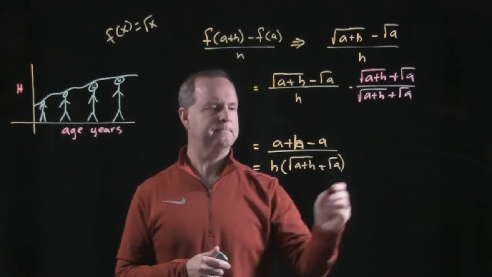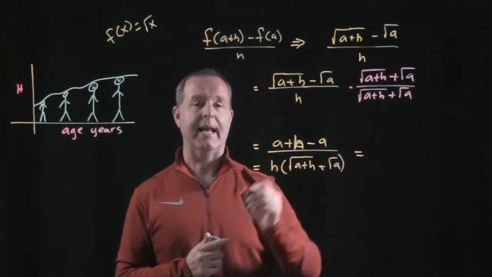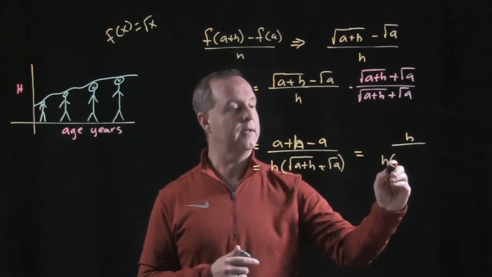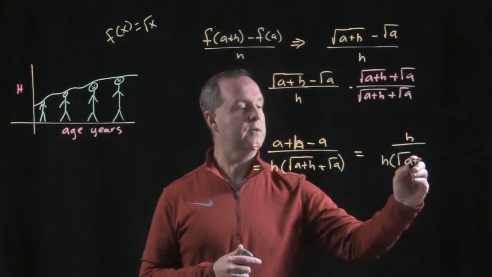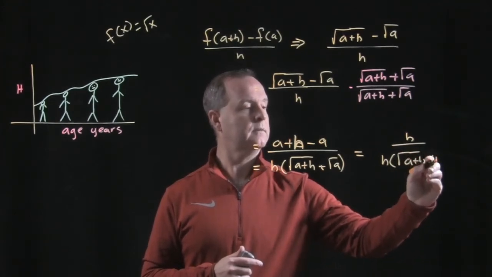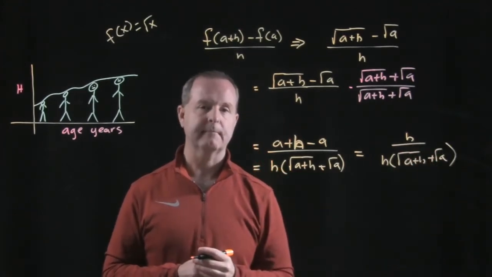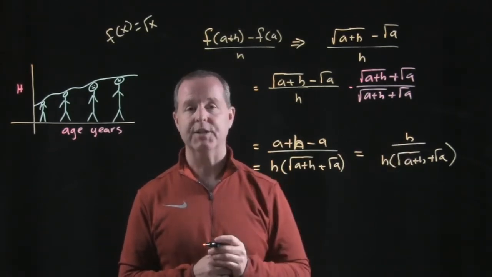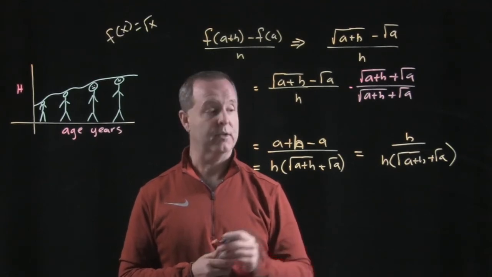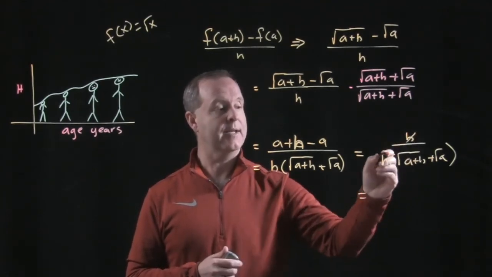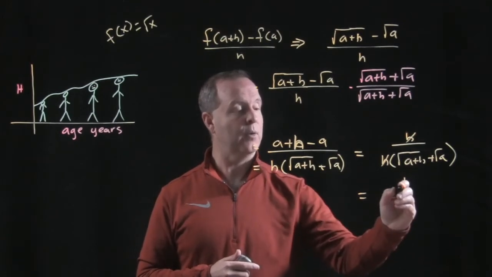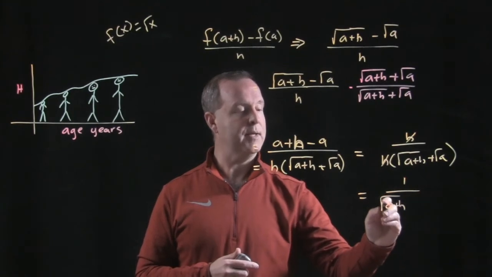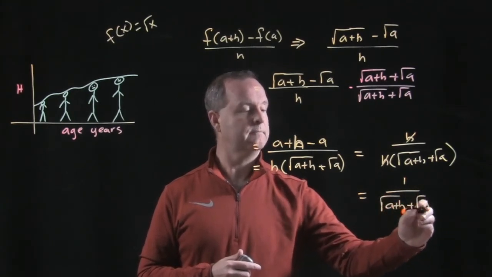Can we simplify that? Yeah, we can. I have an a minus an a on the top, so that just becomes an h divided by my denominator. There's nothing there to do, nothing to see, folks. And it looks like there's one last thing I can do. It looks like there's a factor of an h on the top that matches with a factor of h on the bottom. So I can cancel or factor those out. I'm left with a 1 over the square root of a plus h plus the square root of a.